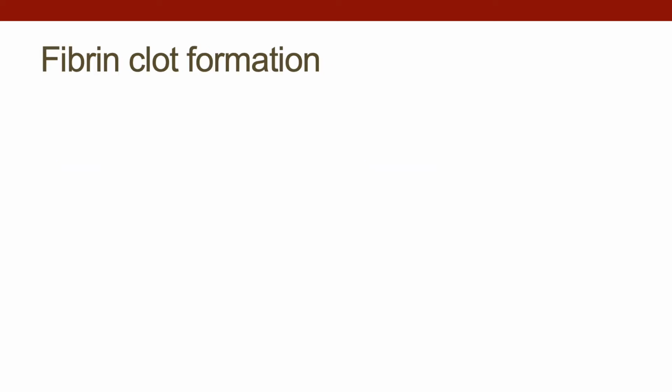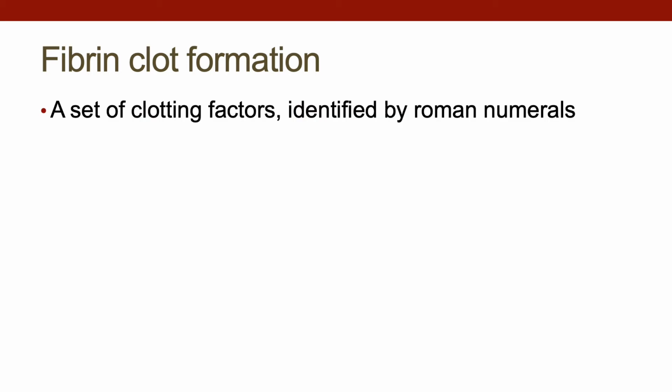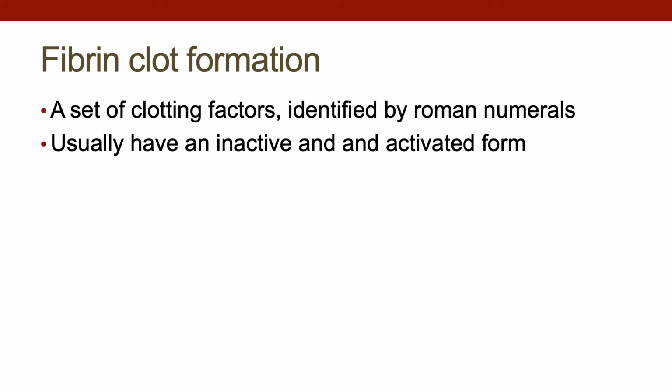So now we'll move on from platelets and get into the fibrin part of the clot, which is the second major part of the clot. In terms of the biochemistry, basically there are a set of clotting factors that I will show you that are identified by numbers and sometimes other names. They usually have an inactive and an activated form. Most of the clotting factors do.